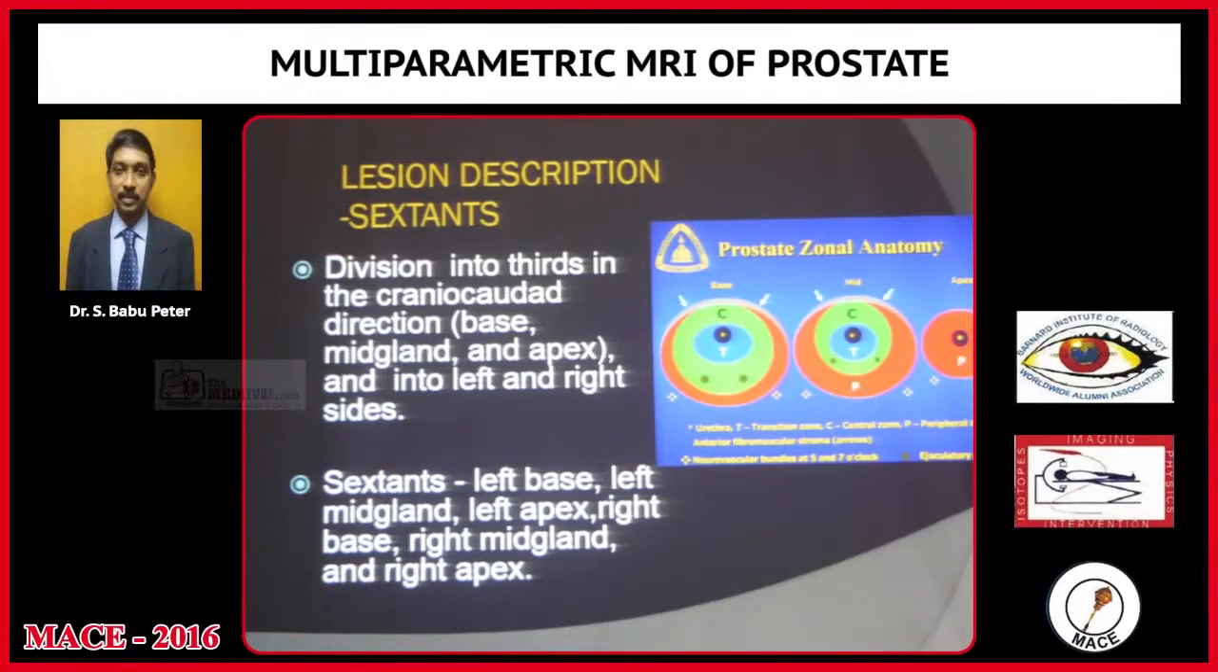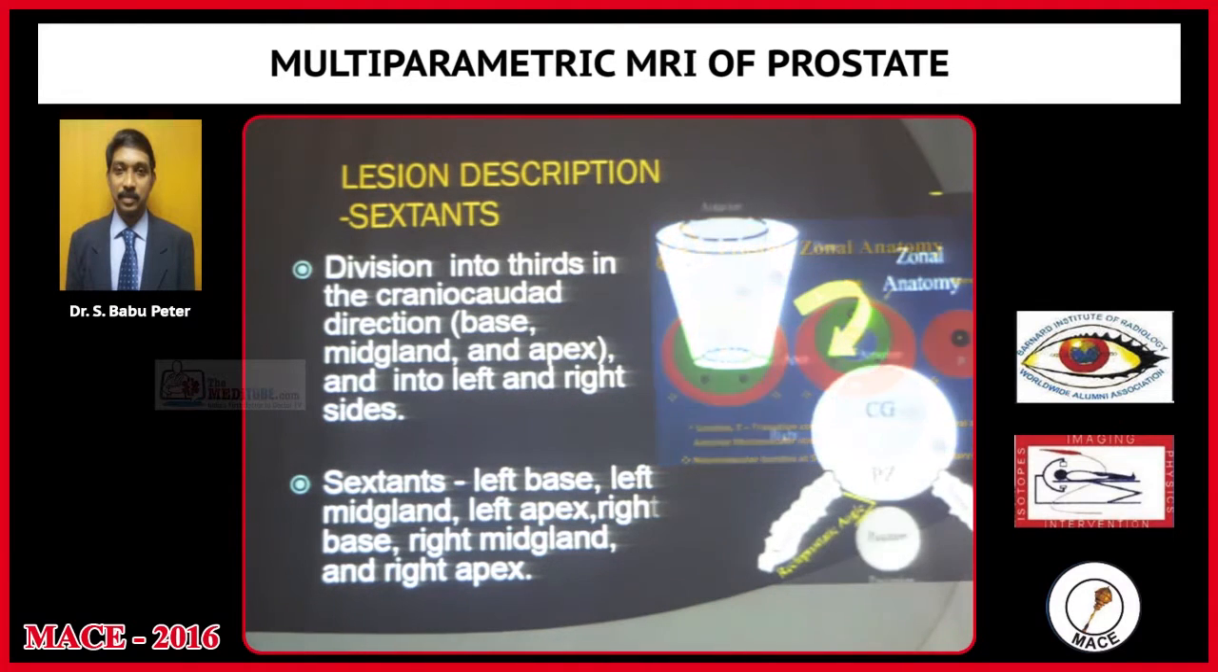In description of the prostatic anatomy in MR, the prostate is divided into thirds in the craniocaudal direction with the base, a midgland, and apex, and to the right and the left side. So while describing the prostatic lesion in MR, you describe it as whether it's the right base, right midgland, left midgland, right apex and left apex, and so on.